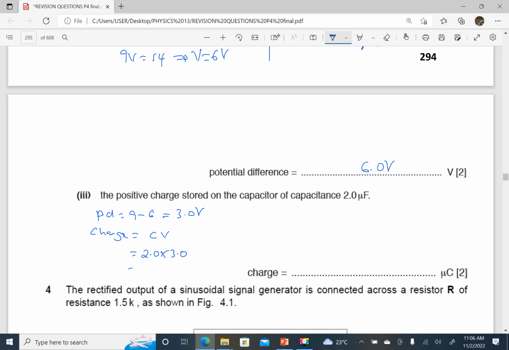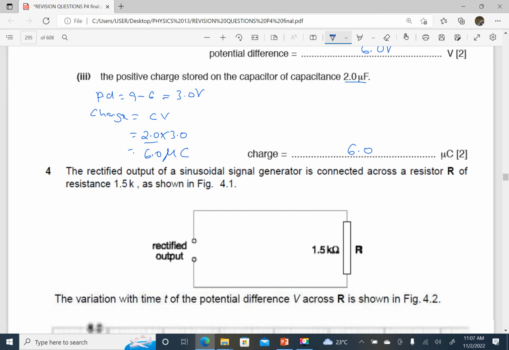The capacitance is 2 microfarads, so that will be 2.0 times the PD, which is 3 volts. Now remember, the capacitance is in microfarads, the other one is in volts. So the answer you're getting here is 6.0 microcoulombs. It is micro because I didn't change the capacitance from microfarads.